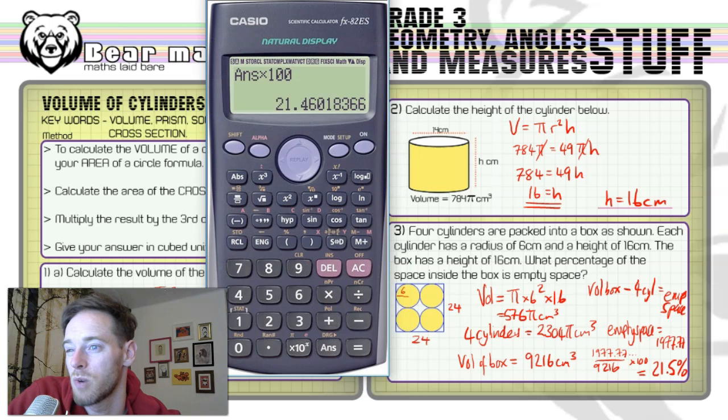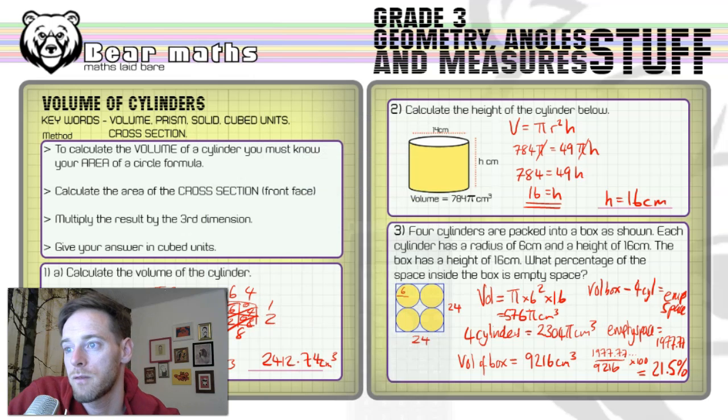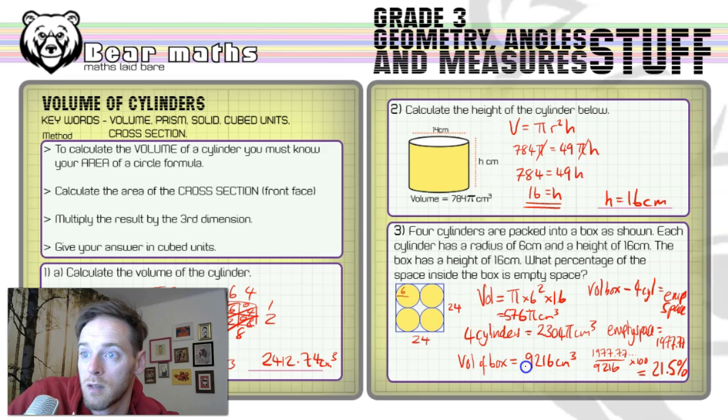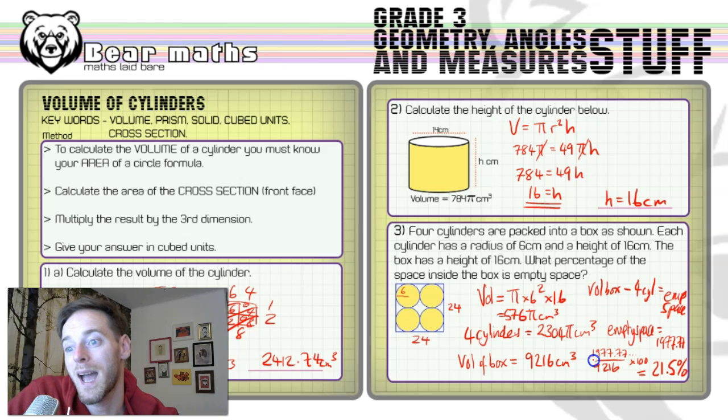So slightly messy work in there. I apologise for that. Could be tidying that up a little bit. But hopefully that makes sense. Work out the volume of one cylinder, work out the volume of 4 cylinders, work out the volume of the box. Doesn't matter what order you do that in. Work out the empty space that's in the box by working out what the volume of the box was, take away the 4 cylinders. You've got the empty space, put that out of the total amount of space, and then multiply by 100 to get the percentage of the empty space. So there's 21.5% of that box that's not filled with anything.